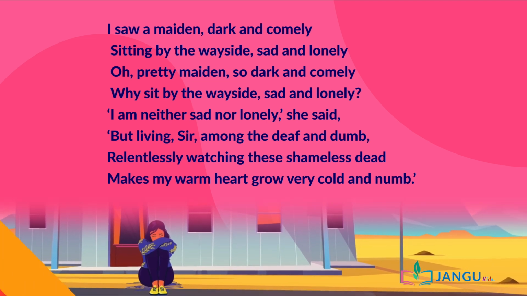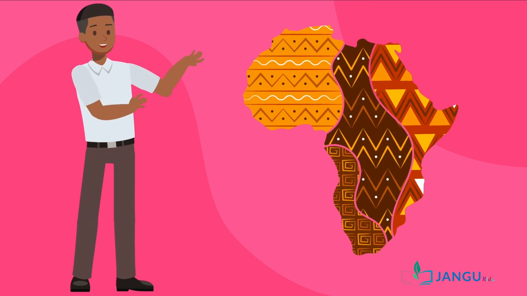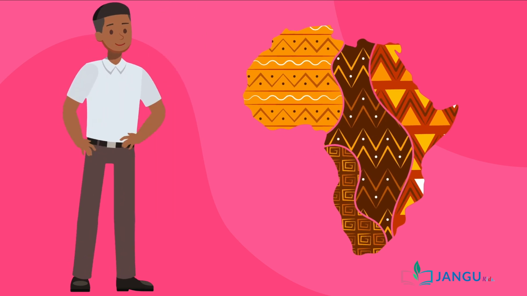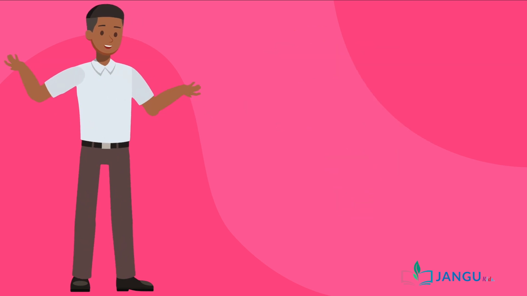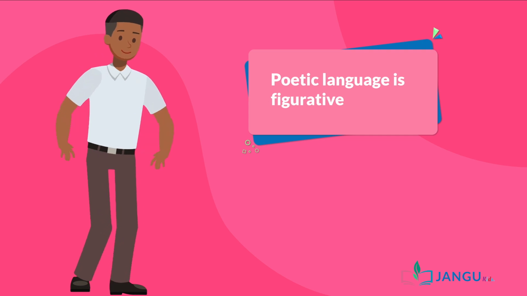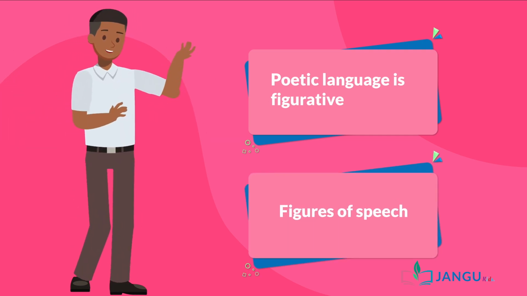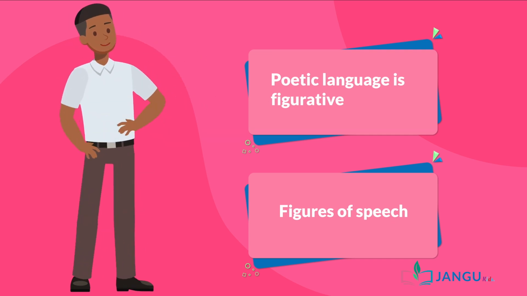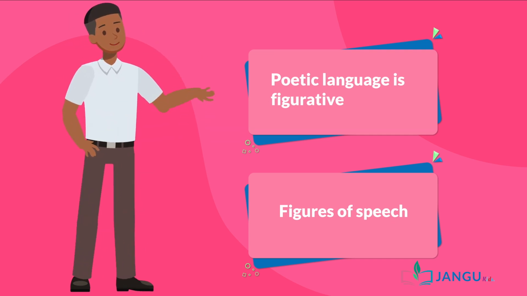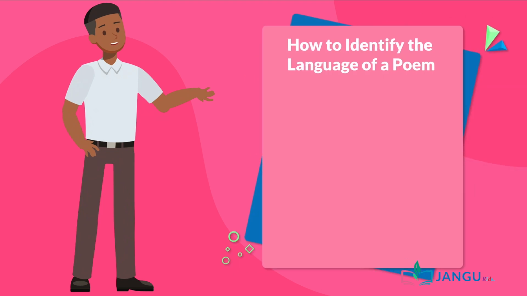Can you guess what the poem is about? The poem is about Africans choosing Western lifestyle and cultures over African culture. To understand the meaning of a poem, you need to understand the language of the poem. Poetic language is figurative. Poets use tools such as figures of speech to make the poem more surprising, vivid, complex, or even interesting. You can identify the language of a poem by following these simple tips.